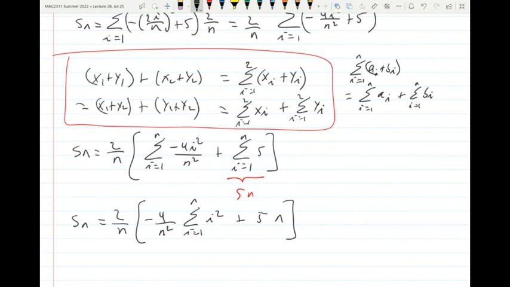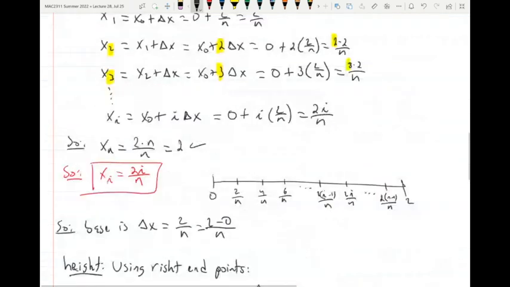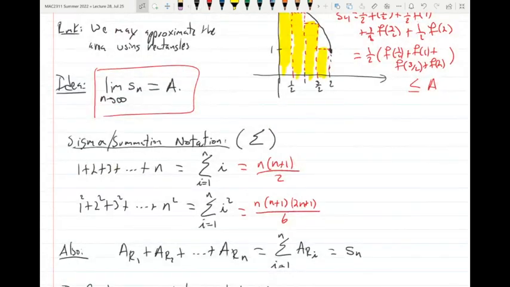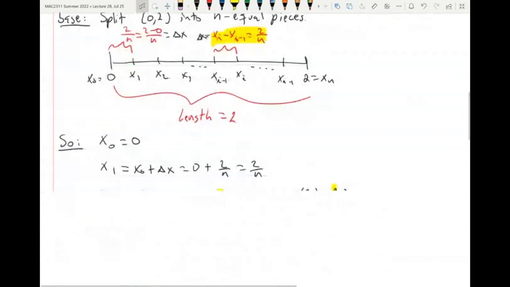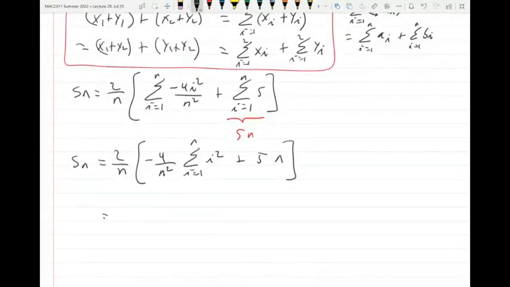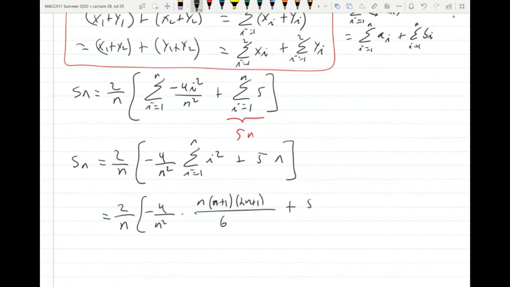And then we come here, and what is this? This is the sum of consecutive perfect squares: 1 squared plus 2 squared plus 3 squared, etc. And as I mentioned before, we have a formula for that. When you add consecutive perfect squares, that equals the last guy times the last guy plus 1 times 2 times the last guy plus 1, divided by 6. I'm just going to use that one. So that's n times n plus 1 times 2n plus 1, over 6. So negative 4 over n squared times n times n plus 1 times 2n plus 1 over 6.